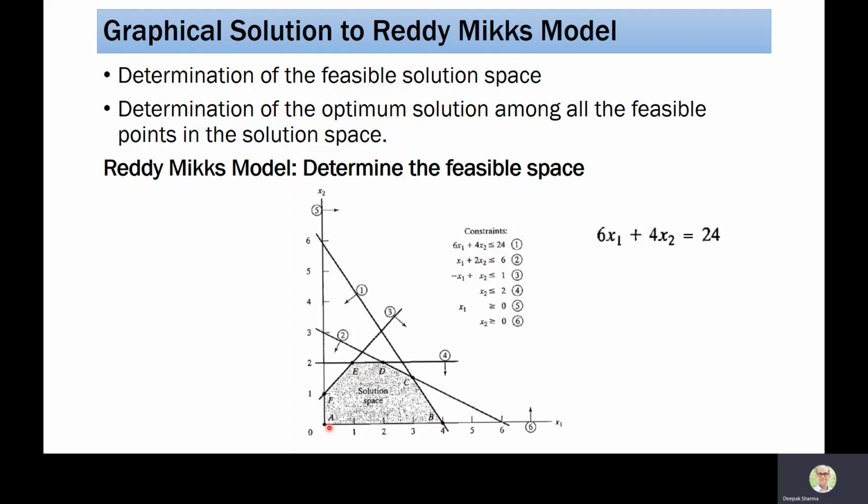Here we will see the origin. Origin means x1 and x2 values are 0. If I put x1 and x2 as 0, this means 0 is smaller than 24. Yes. So you can see that this arrow we have introduced means that from this particular line, when we are looking towards the origin, which is this point A, anything which is coming below this particular line will become the solution space as per equation number 1.